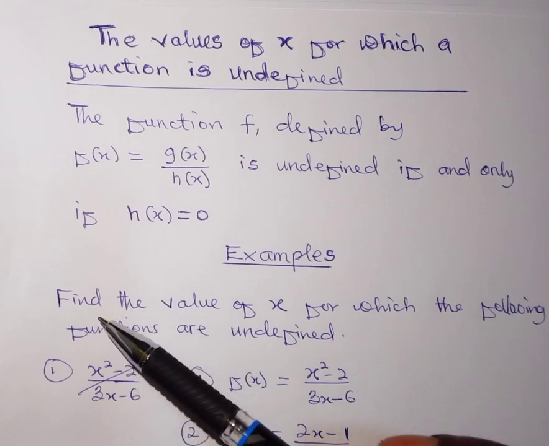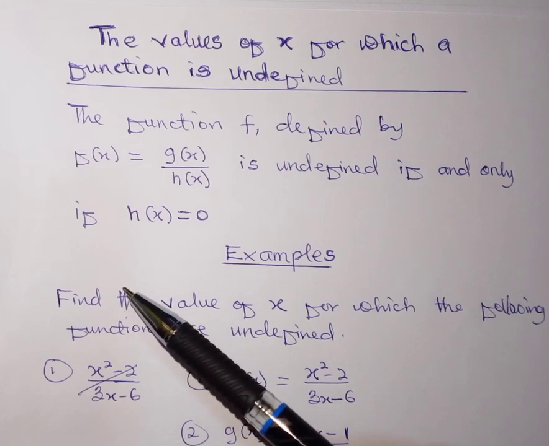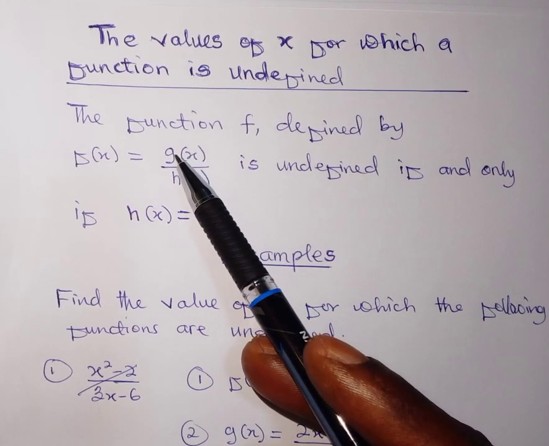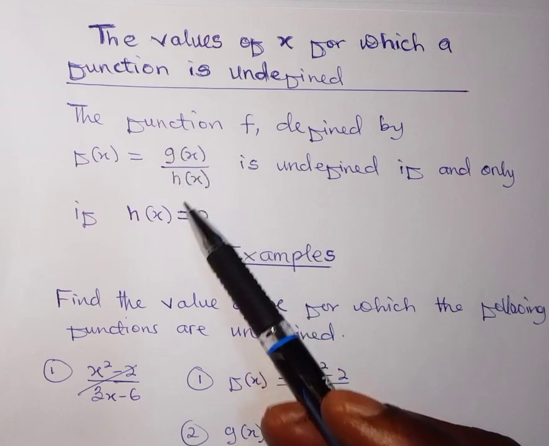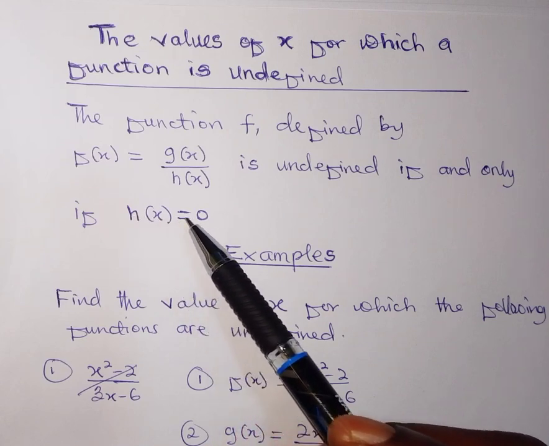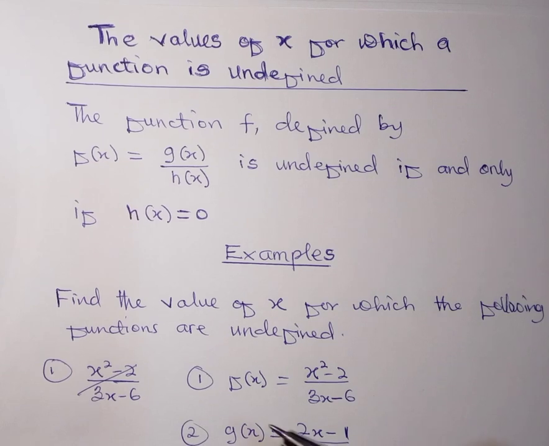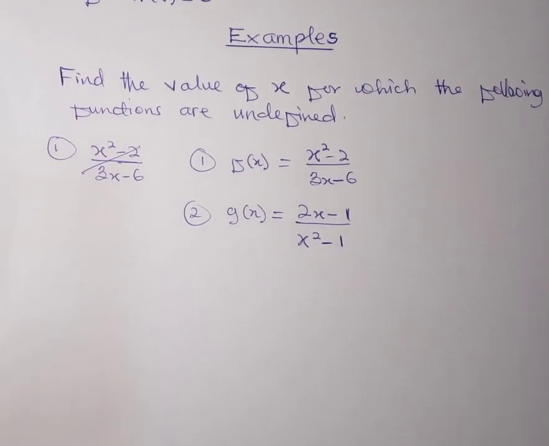So be careful with how to deal with this one and how to also deal with finding the zeros. If it were finding the zero, you would equate the entire function, the whole fraction, to 0. It wouldn't be only the denominator equal to 0. That's the only difference here. So we'll not waste time. Let's take 2 examples and look at how we can do that.